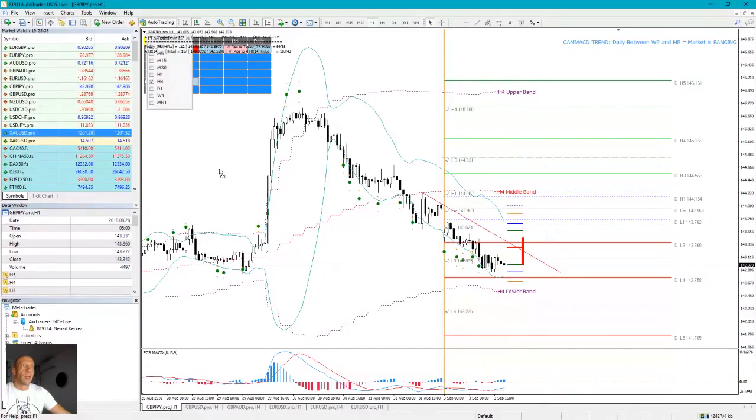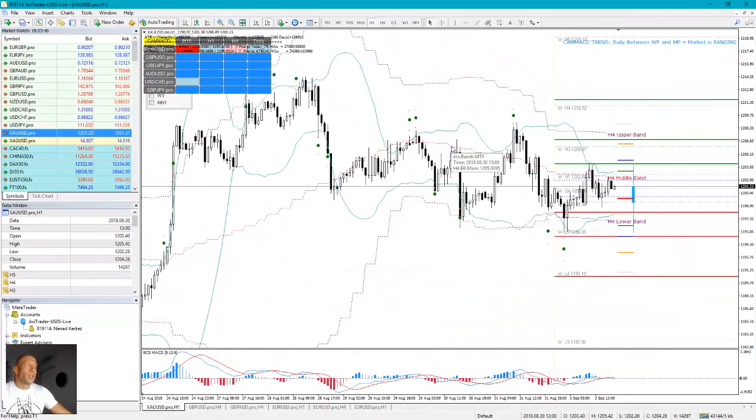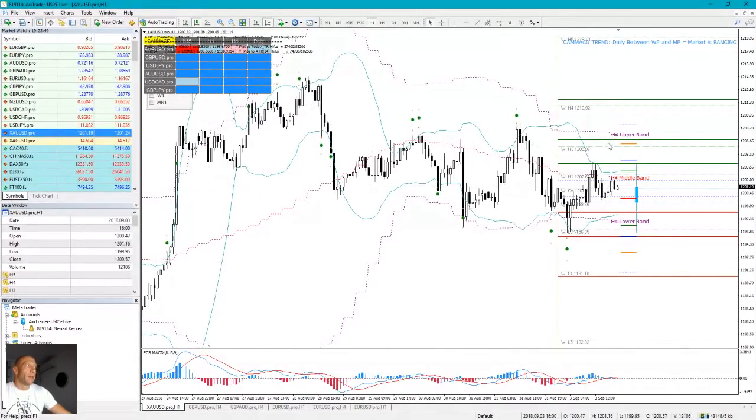Gold. Next question is gold. Ranging, basically. Left shoulder, head, right shoulder, head and shoulders here. So sell here, eventually buy there. This is the level to sell here.